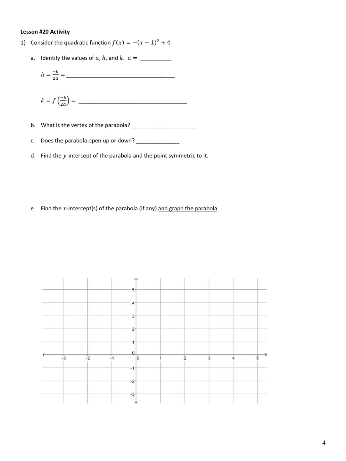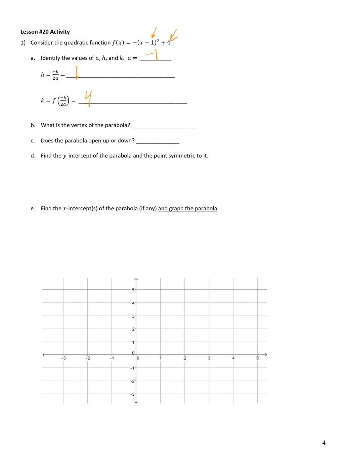This is the lesson activity for lesson 20 in college algebra. Consider the quadratic function f of x equals negative (x minus 1) squared plus 4. Identify the values of a, h, and k. So a is going to be negative 1. It's the coefficient in front of the parentheses. h is this value right here, which is 1. And k is this value right here, which is 4.